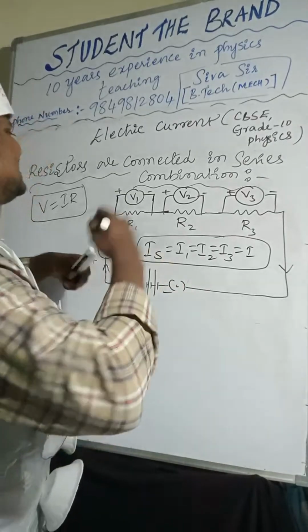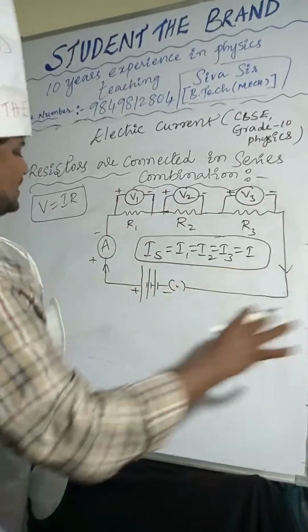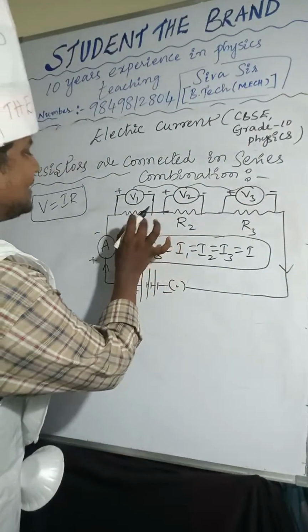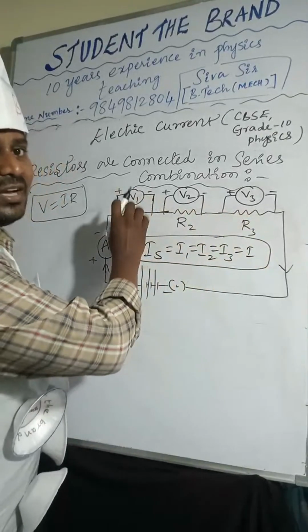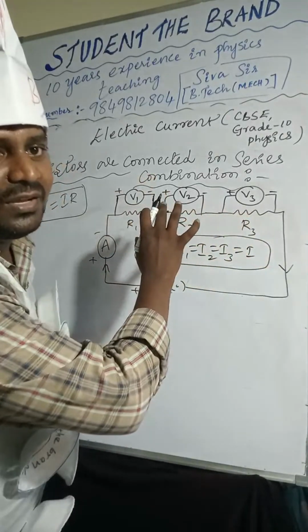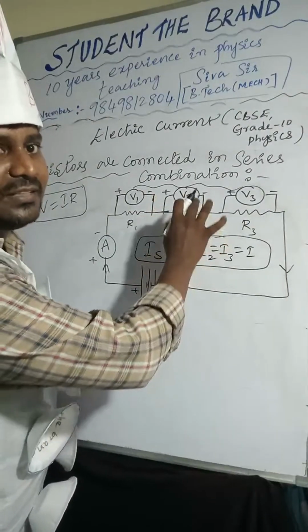Very important concept. So we know here resistance R1, R2, R3 are three different resistors. Across R1 V1, across R2 V2, across R3 V3.